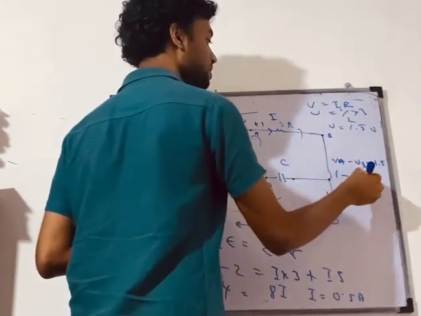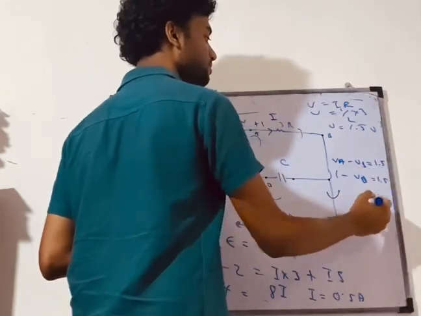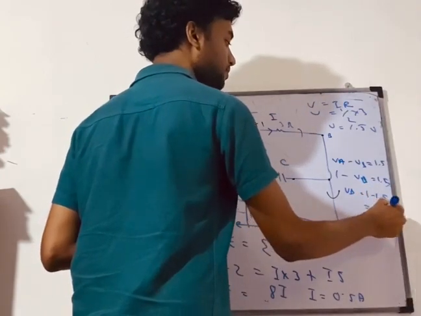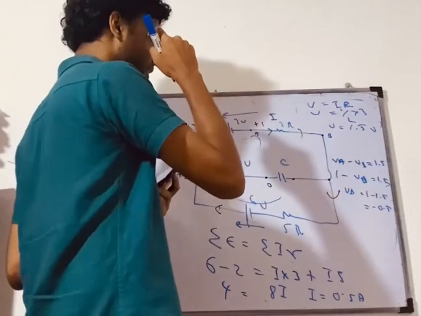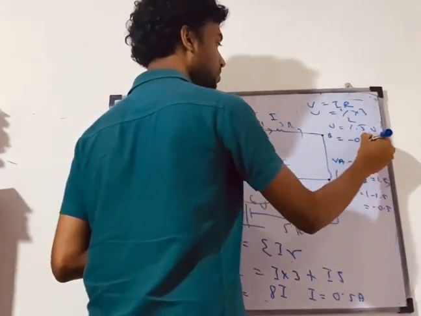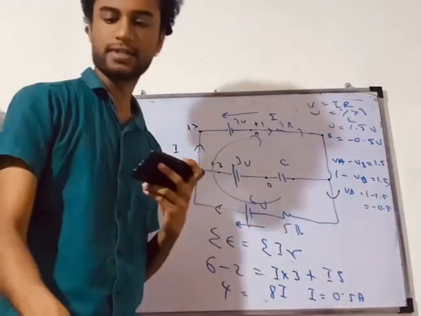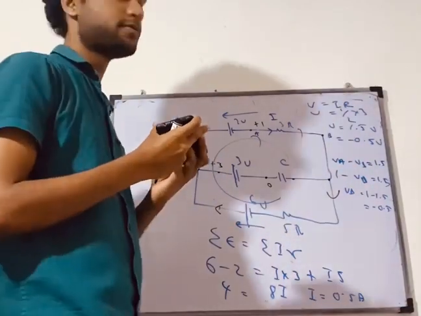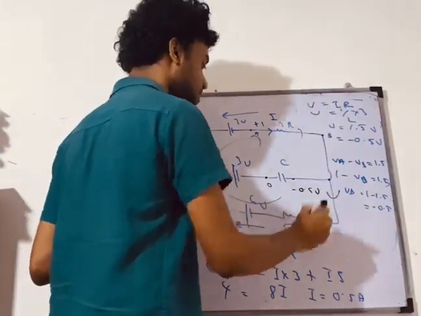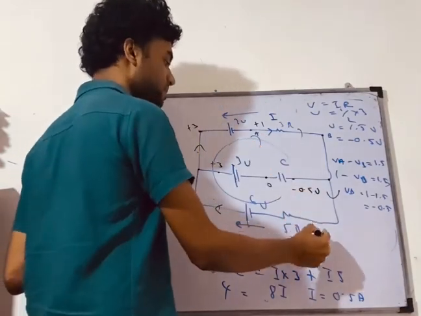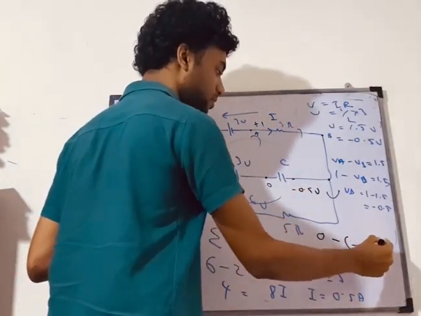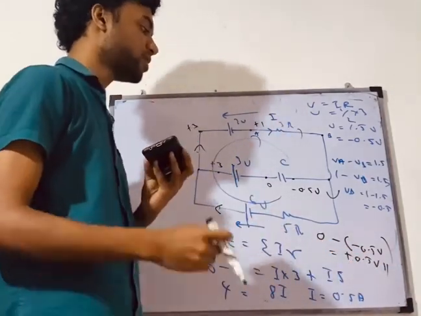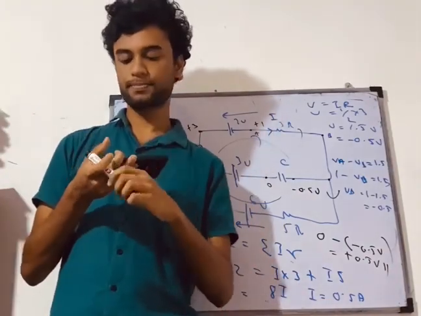So what is VA? 1. So 1 minus VB is equal to 1.5. So VB should be equal to what? 1 minus 1.5, which is minus 0.5. That's clear? So the potential at B is minus 0.5 volts. Then I should get minus 0.5 volts here as well. So what's the potential difference across the capacitor? 0 minus minus 0.5 volts. So what's the answer? Plus 0.5 volts is going to be the potential difference across the capacitor. I hope you understood this.